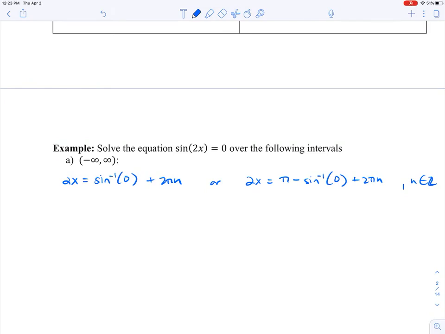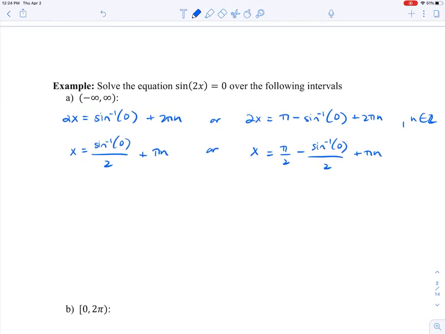Okay. And now we're solving for x. So now we can divide each side of the equation by 2. So we would have x equals inverse sine of 0 divided by 2 plus, when I divide 2 pi n by 2, that's just pi times n. And then same thing with the other equation. So we'd have x equals pi over 2 minus inverse sine of 0 over 2, and then plus pi times n, and still where n is an integer. I'm not going to write that for each step. I'll just write that for the final.